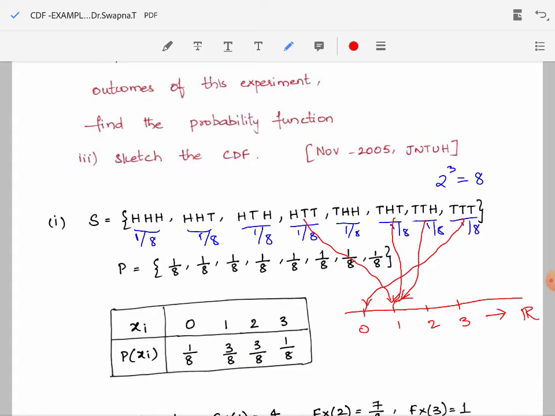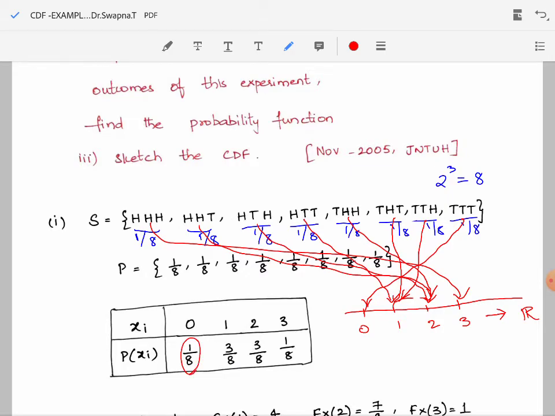Only one head. And 2 heads: 2 heads is HHT, HTH and THH. And 3 heads, only one outcome. So clearly for 0, we have only one outcome, so the probability is 1 by 8.